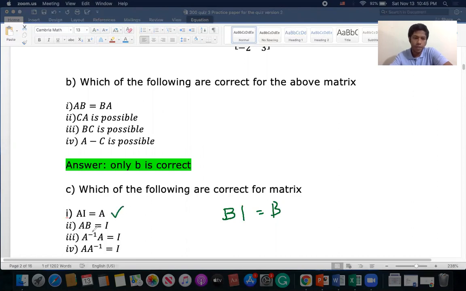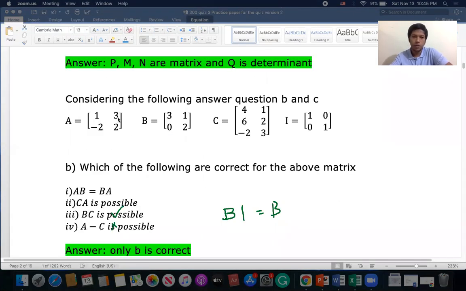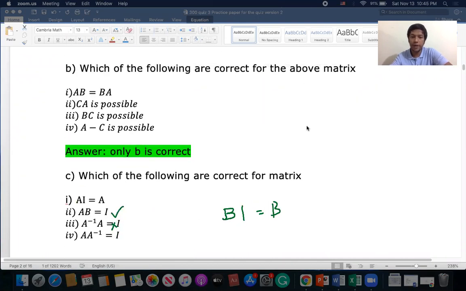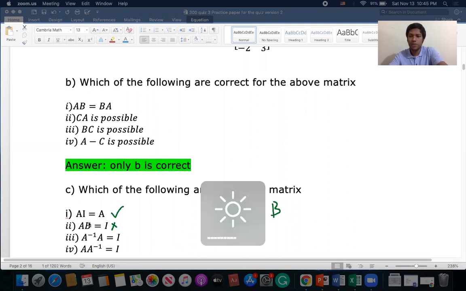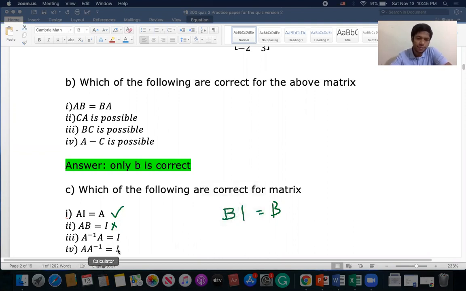Number 1 is correct. Number 2, AB equals I. This is actually not true. AB equals I is not true, because if you multiply A and B, this will not equal I. The answer will be something different. Here also you can see A and B, if you multiply, the answer will never be like this. Just for verification, if you want, you can verify it, but there is no rule like this. Only this is possible if B is equal to A inverse. If that kind of extreme situation is given, then it is possible, or else no, it's not possible.